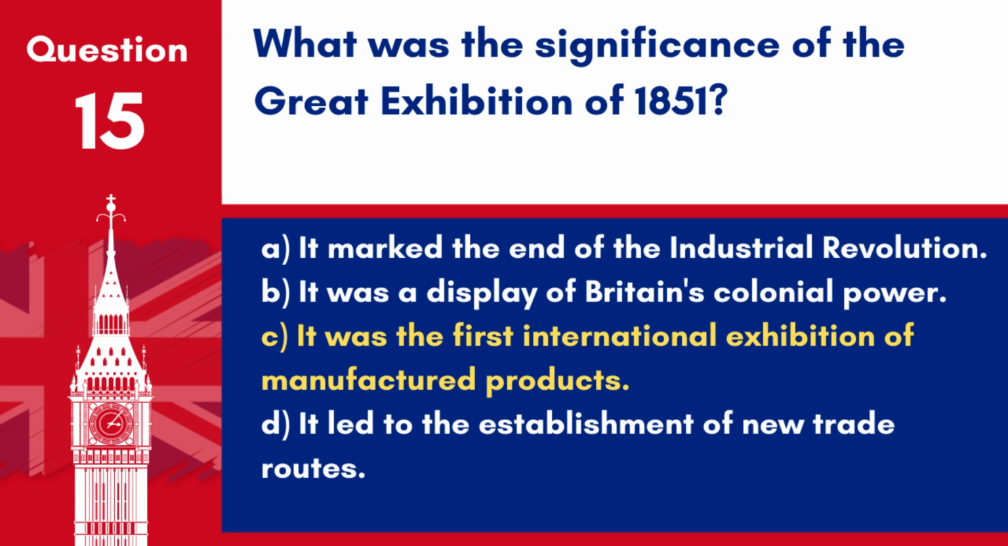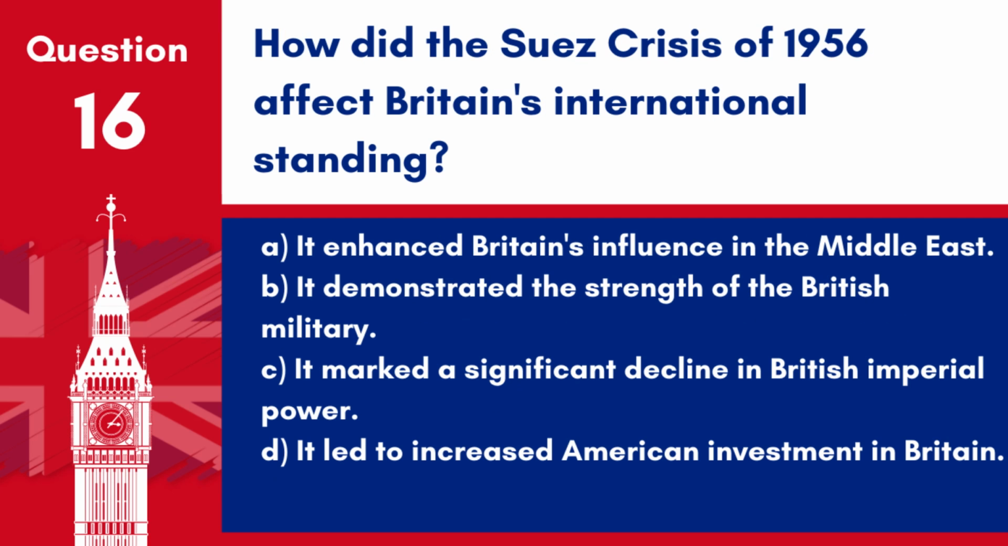Answer: C. It was the first international exhibition of manufactured products. The Great Exhibition showcased innovations from the Industrial Revolution and was held in the Crystal Palace in London. Question 16. How did the Suez Crisis of 1956 affect Britain's international standing? A. It enhanced Britain's influence in the Middle East. B. It demonstrated the strength of the British military.